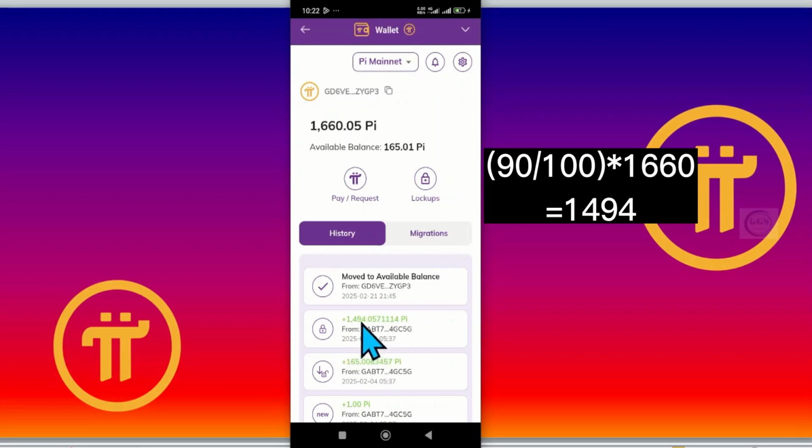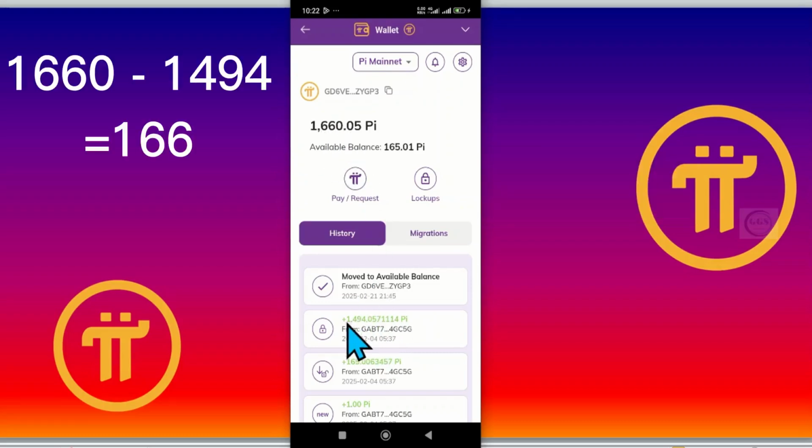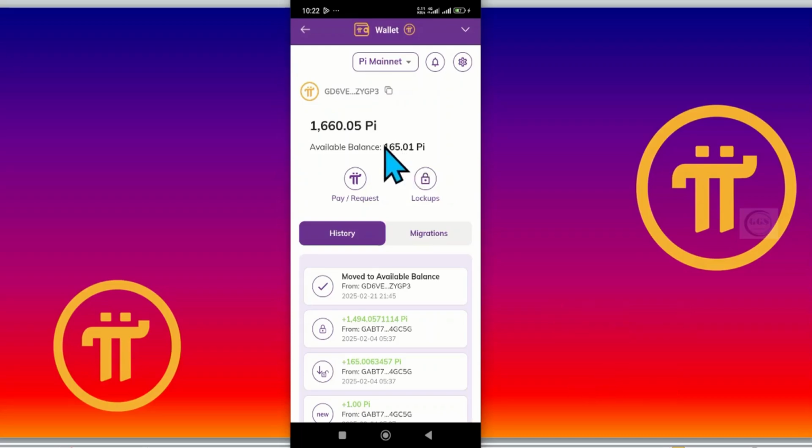Which is here, 1,494, that is the lockup. And if you look at it, 1,660 minus 1,494 gives about 166. The 166 minus 1 pi as fee or charge gives 165, which you are seeing in this place. So this is how it is done. The amount locked up or released to you is determined by the lockup commitment you made during the mainnet checklist.